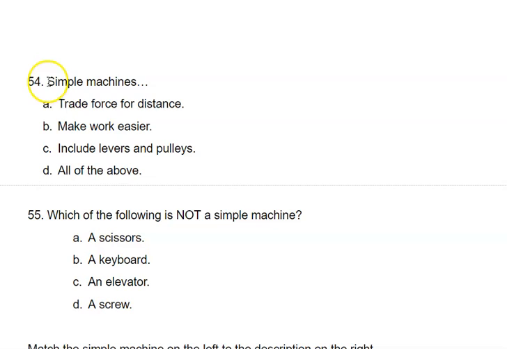Number 54. Simple machines. A. Trade force for distance. B. Make work easier. C. Include levers and pulleys. D. All of the above. Number 55. Which of the following is not a simple machine? A. A scissors. B. A keyboard. C. An elevator. D. A screw.